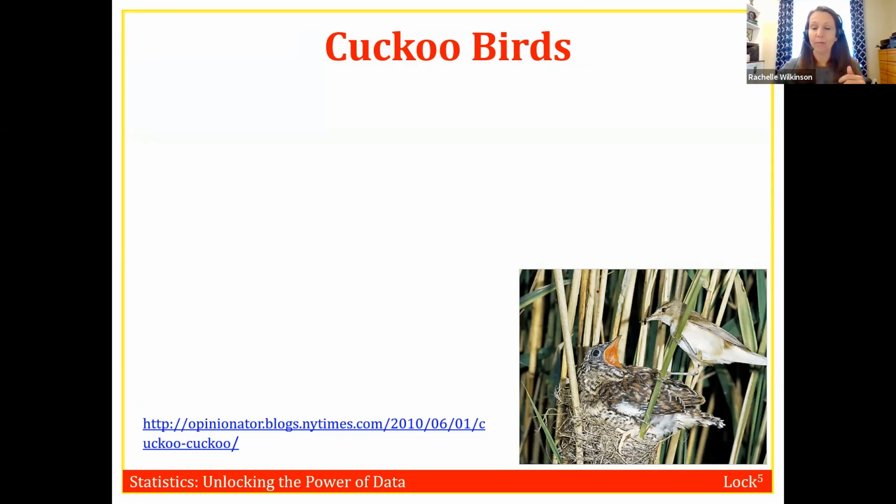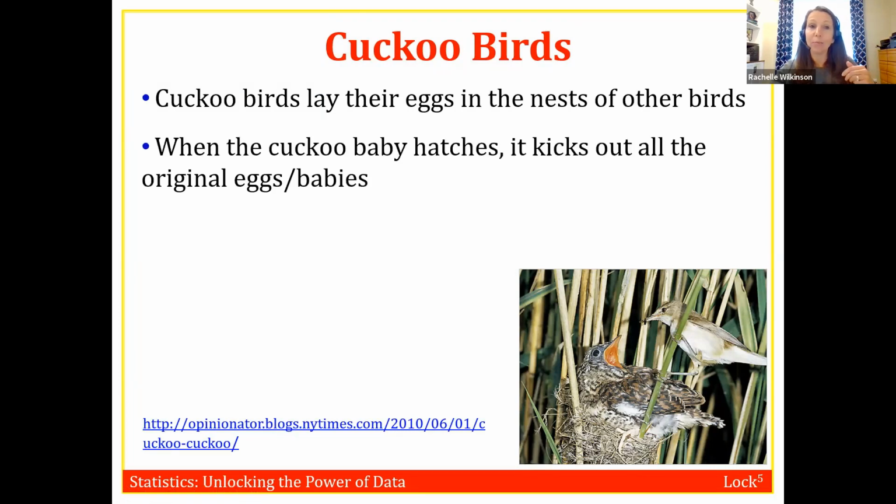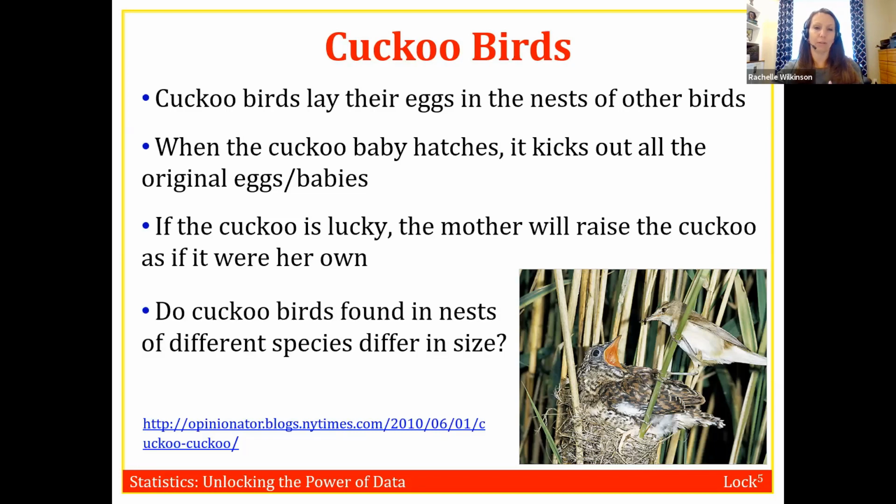Okay, so basically that's what happens. The cuckoo birds lay their eggs in the nests of other birds. When the cuckoo baby hatches, it kicks out all the original babies, and then if the baby cuckoo bird is lucky, the mother of that nest will raise it as if it were her own. So what researchers wanted to know is, are these mommy cuckoo birds being strategic when they're ditching their eggs in these different nests?